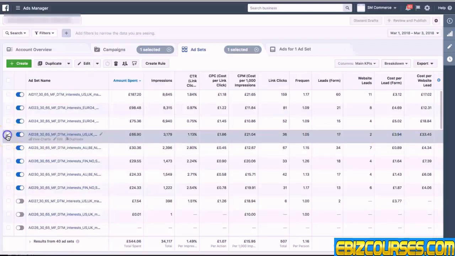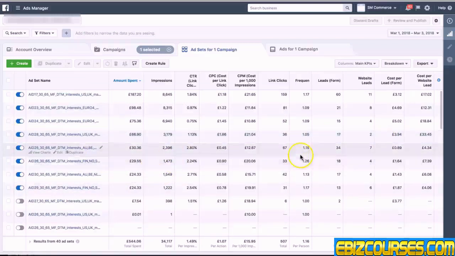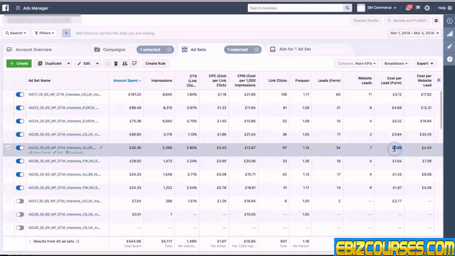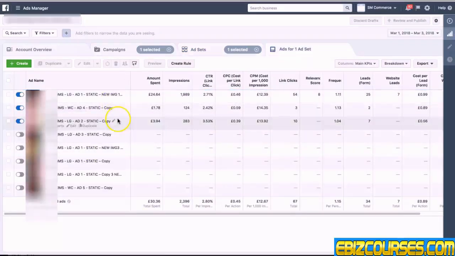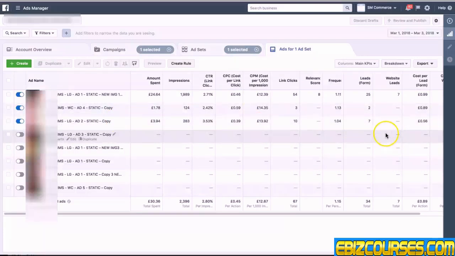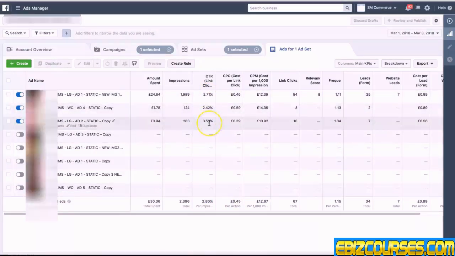Now, conversely, we have a couple of ad sets here which are performing extremely well. So 89 pence cost per lead here. So if I drill down into that one in particular, we have 3 ads running again, and you can do the same thing again. For example, I know that the average in the ad set is 2.8% click-through rate, the cost per click is 45 pence, and look at the averages again, and we can see here that this particular ad is absolutely flying.